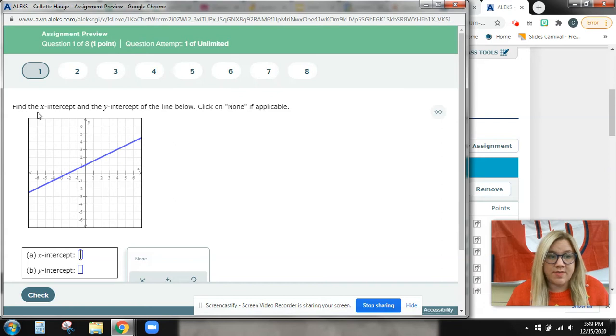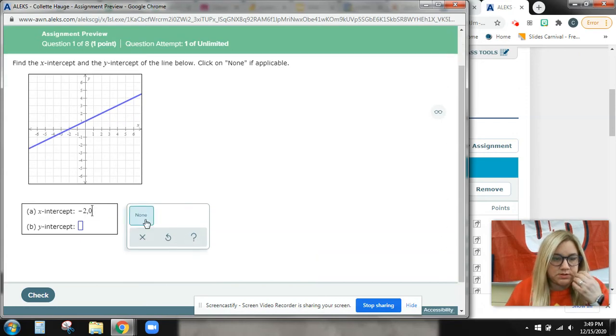So for this one, it says find the X-intercept and the Y-intercept of the line below. You're not going to be able to click, but this is the x-axis. You see this is labeled X. So this x-axis, we would say this is -2, 0. Might just want you to put in -2. It's not letting me put in parentheses. So let's see if they might just want -2.